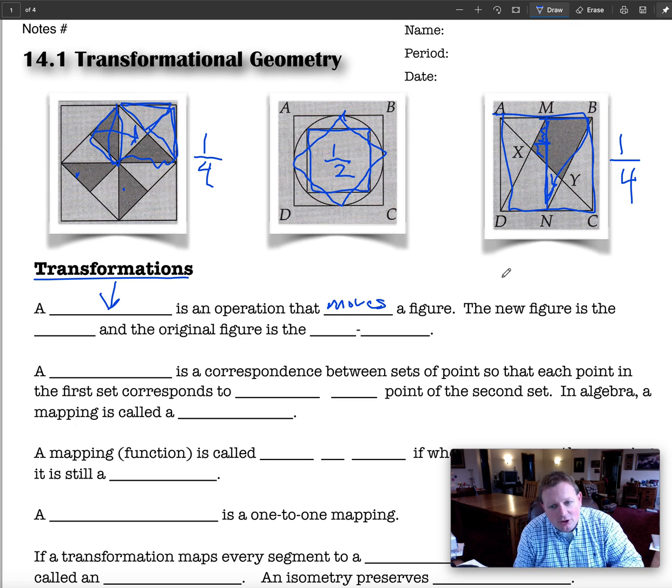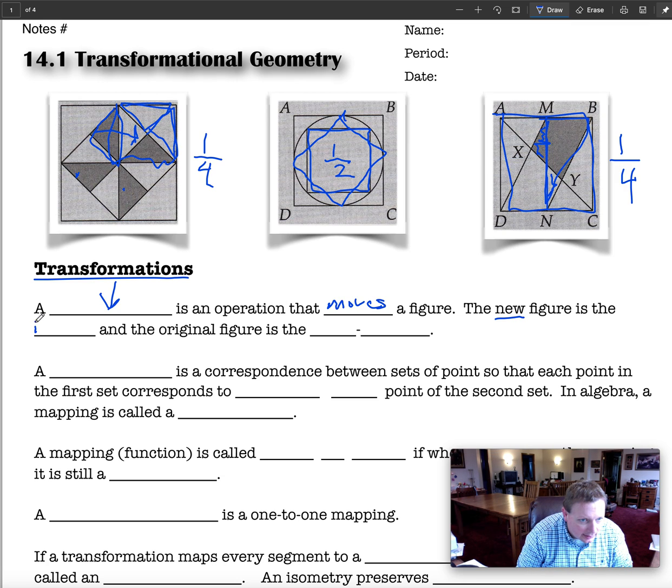When you move an image, the new figure is called the image. Okay, mouse, you need to work. Get in line. The new figure is called the image, I-M-A-G-E. And the original figure is called the pre-image. And I learned one thing doing notes today. I'm not writing words anymore. And we'll try to have most of it filled in for you because this takes too long with a mouse.